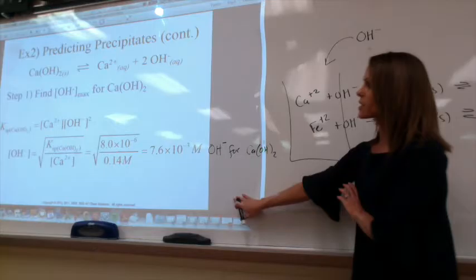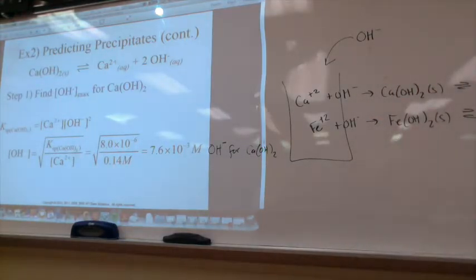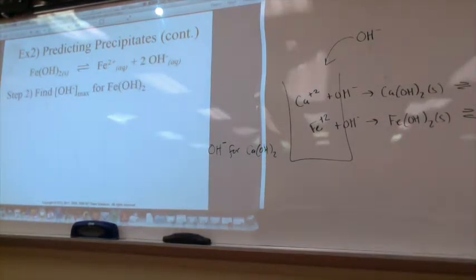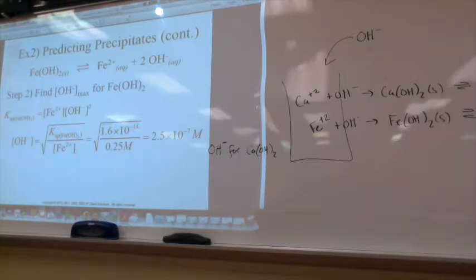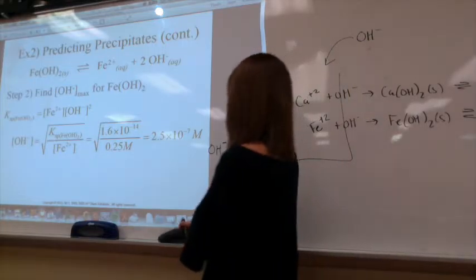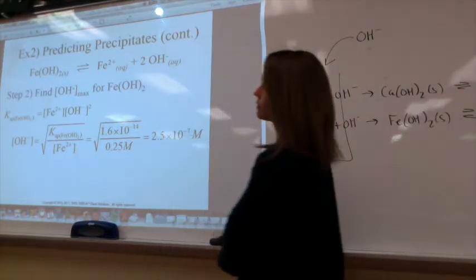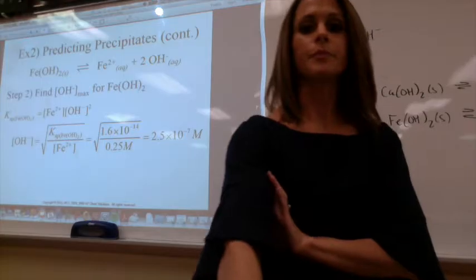Okay, so we get this value for calcium hydroxide, so now let's check the hydroxide in iron 2 hydroxide. So now I have 2.5 times 10 to the negative 7th molar. Go ahead and jot that all down, and then we'll talk about comparing them.